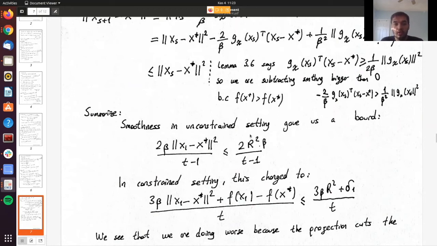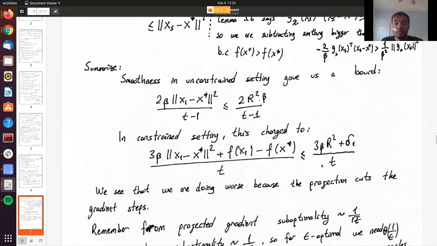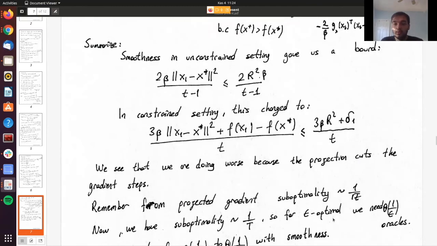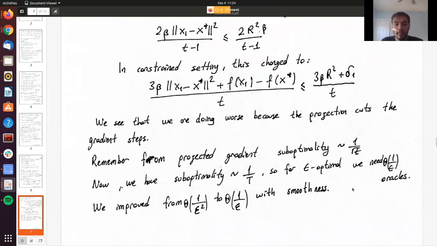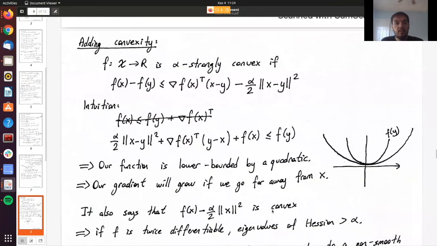Previously in the unconstrained setting we had this bound, but now we have another bound, which means we are doing worse. But still, the suboptimality scales with 1 over square root of t. That means to reach an epsilon optimal point, we need 1 over epsilon oracle calls. As you can see, from 1 over epsilon squared to 1 over epsilon, we improved our oracle complexity with the smoothness assumption. And then lastly, we will add convexity.